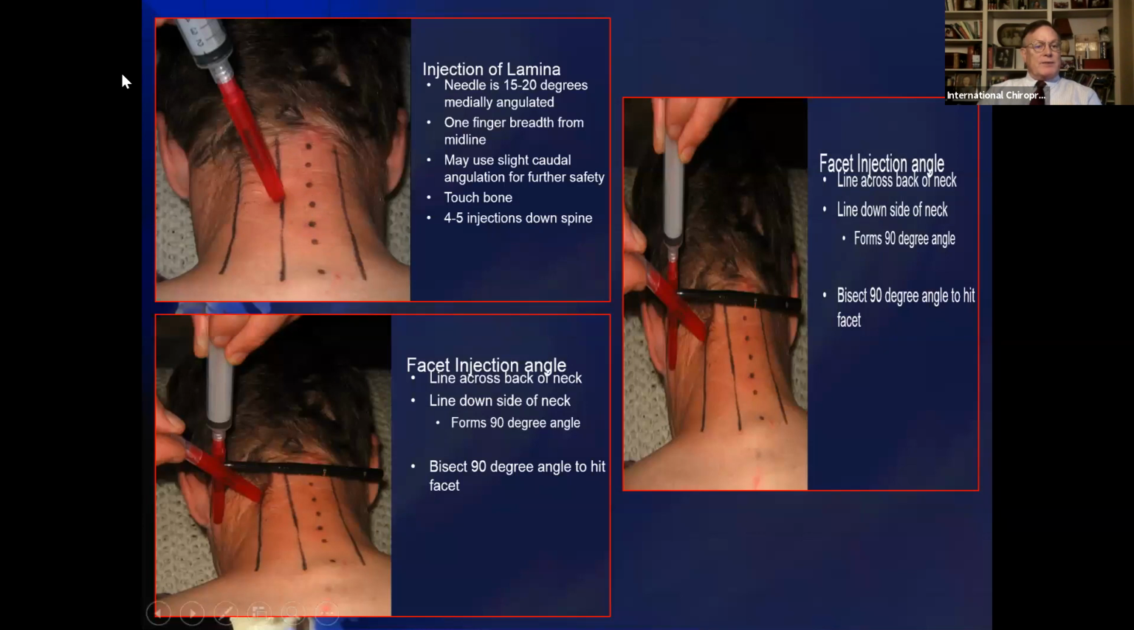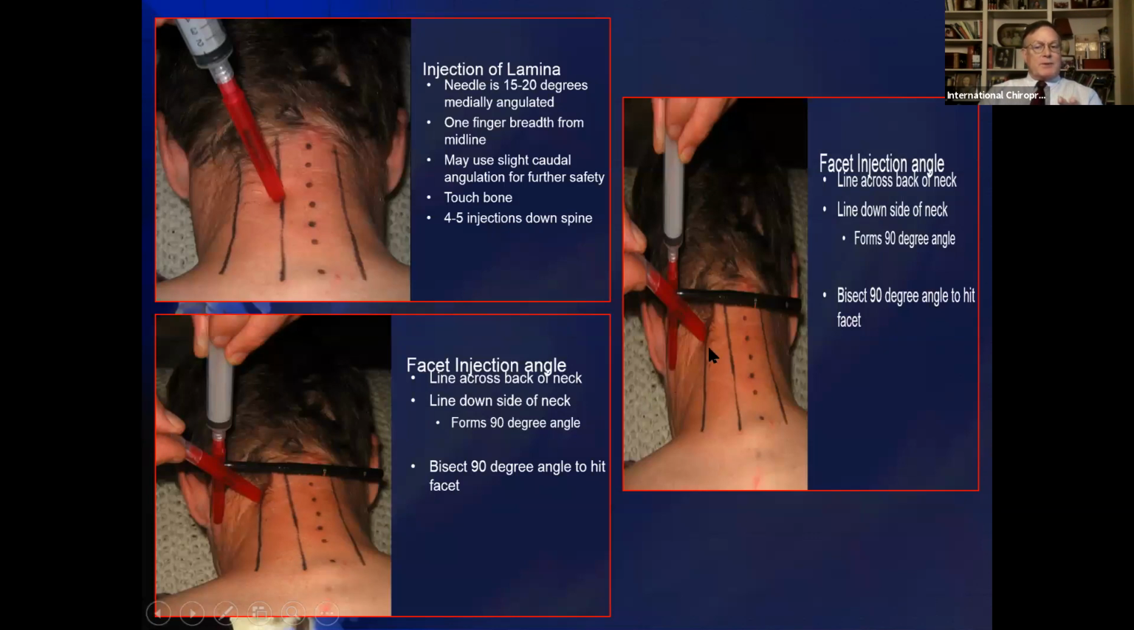Then you go 2 finger breadths off midline. So here's 1 finger breadth, 2 finger breadths off. And at 45-degree angulation, you can hit the facet joint. Here's a pencil it's horizontal, and then here's the needle vertical. So that's 90 degrees. So halfway is 45, and you go straight down, you're right on the facet.